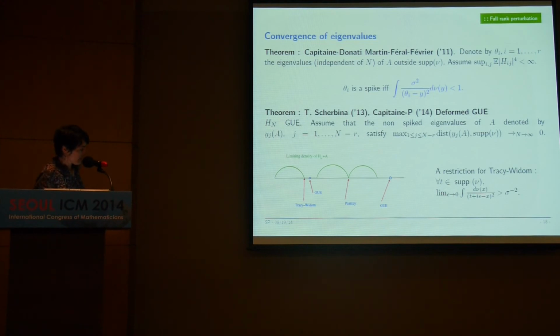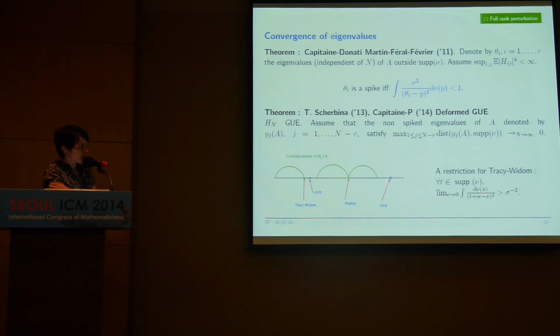And this is some recent work with Mireille Capitaine, and this has also been considered by Tatiana Sherbina before. So we are only able to give an answer for the simplest ensemble of deformed matrix ensemble so far, which is the deformed GUE. Again, this follows from the same reason as before. In this case, we are able to compute all the eigenvalue statistics.